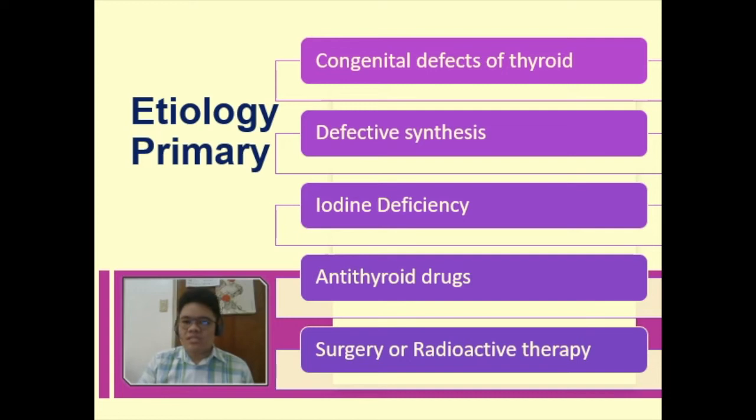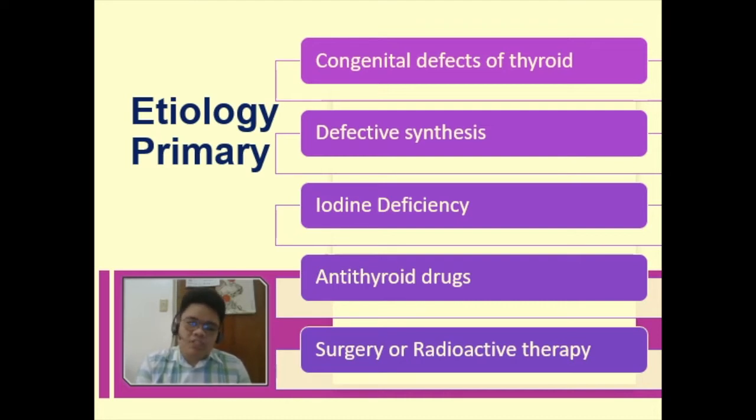There are several causes for your hypothyroidism, classified as primary, secondary, and tertiary. When I say primary hypothyroidism, class, this is brought about by the congenital defects of your thyroid and all other reasons there. Just think that whenever the problem is primary hypothyroidism, the problem is the organ itself, the thyroid gland. So this could be congenital defects of the thyroid, or defective synthesis of your T3 and T4 because of the deficiency of your iodine.